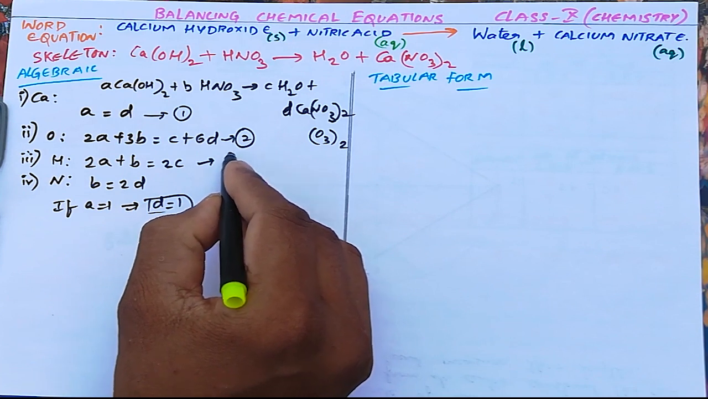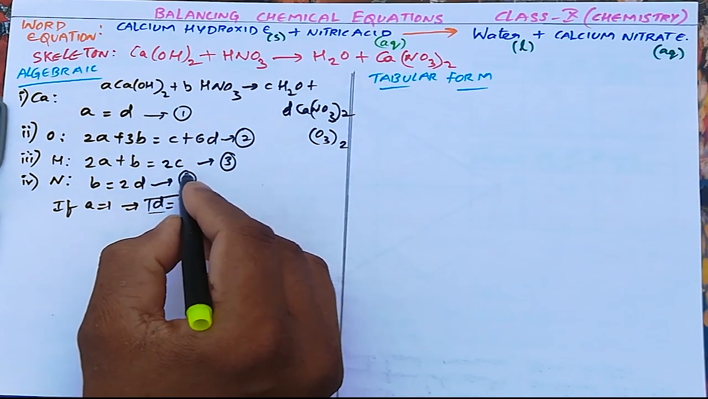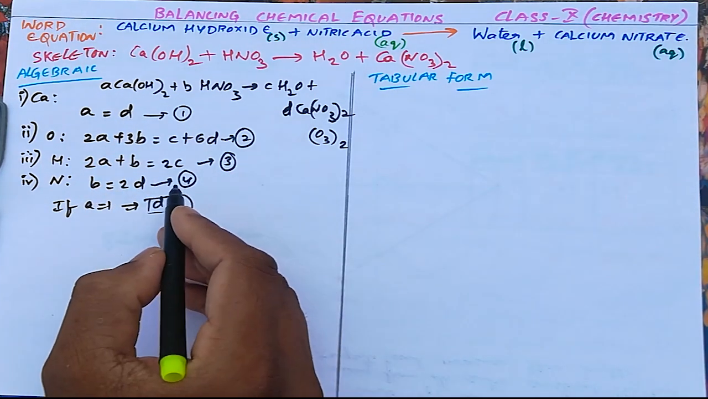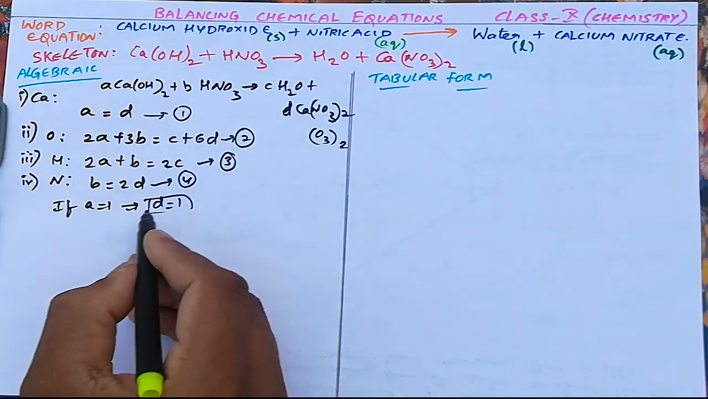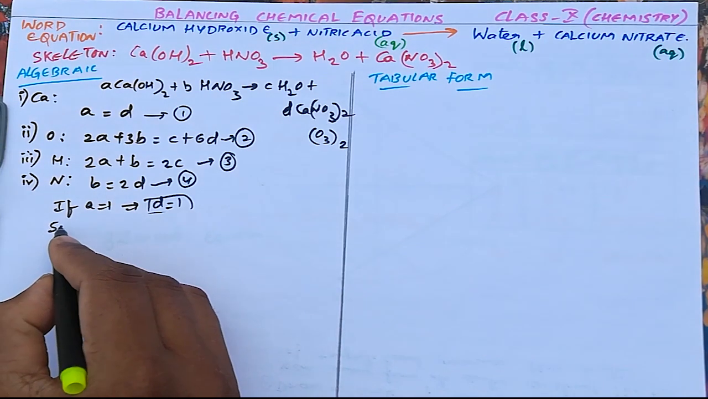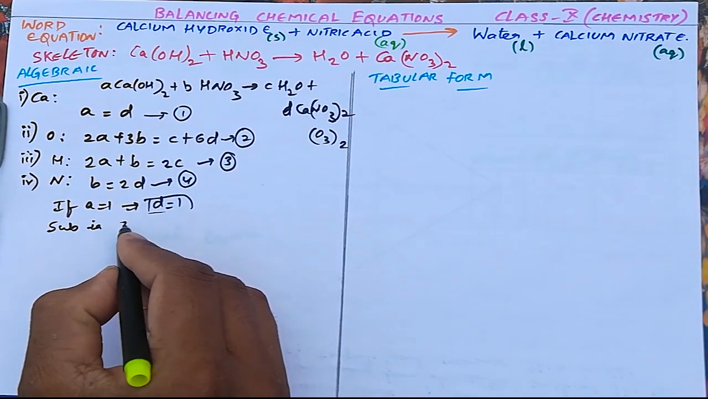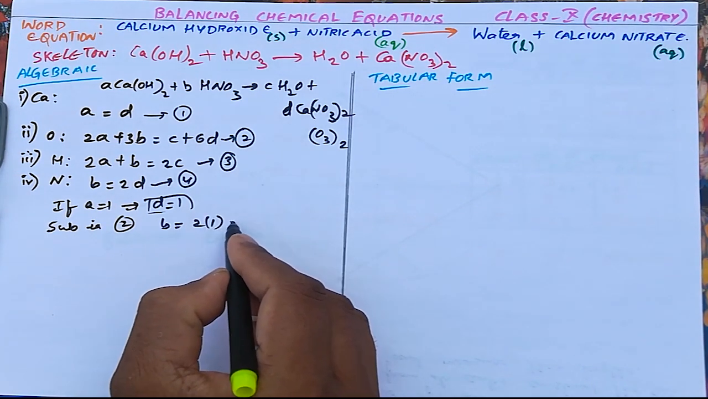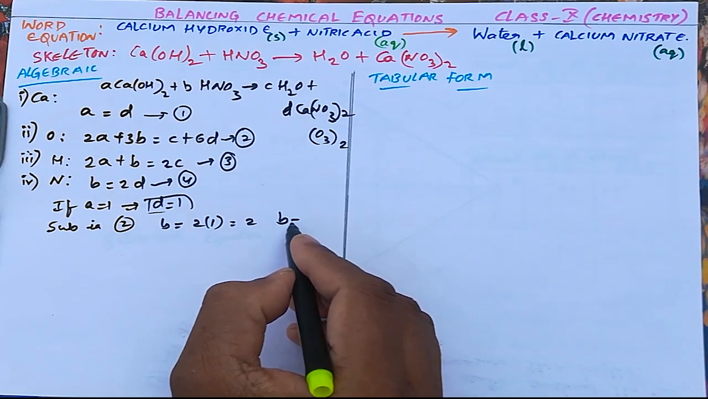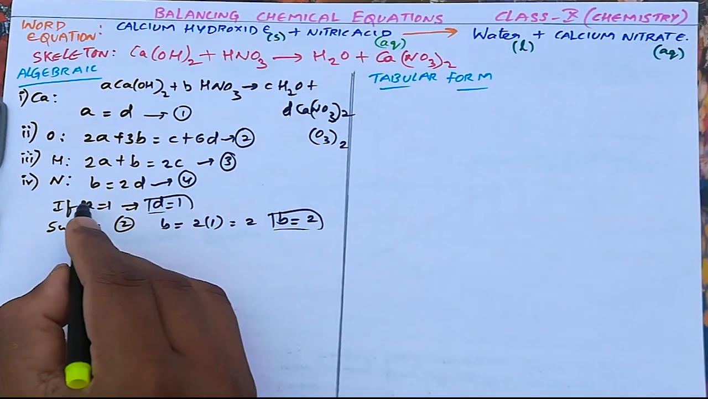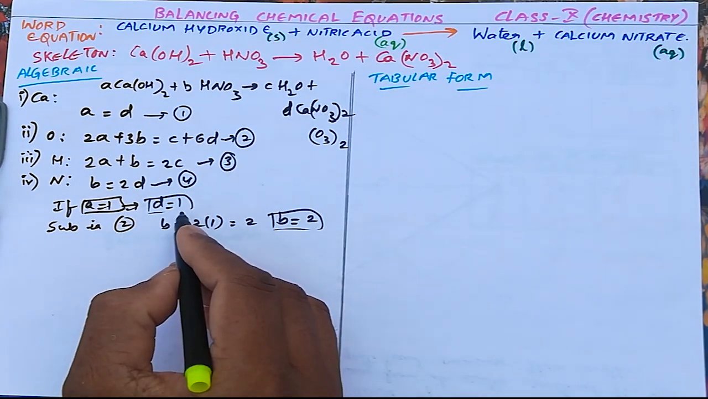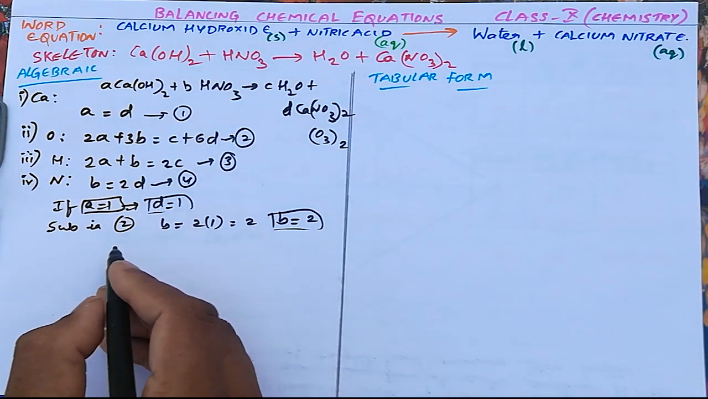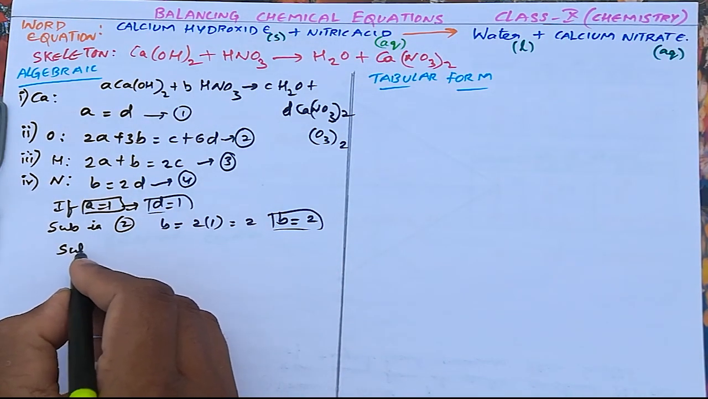We should write these as equations. The easy way is to substitute. If A equal to 1 here, then D will also become 1. Then what will be the B value? Substitute in the fourth equation: B equal to 2 into D value, which is 1. So 2 into 1 is 2, that is B equal to 2. A equal to 1, B equal to 2, D equal to 1. We substitute in the second or third equation to find the C value. I am substituting in 3.